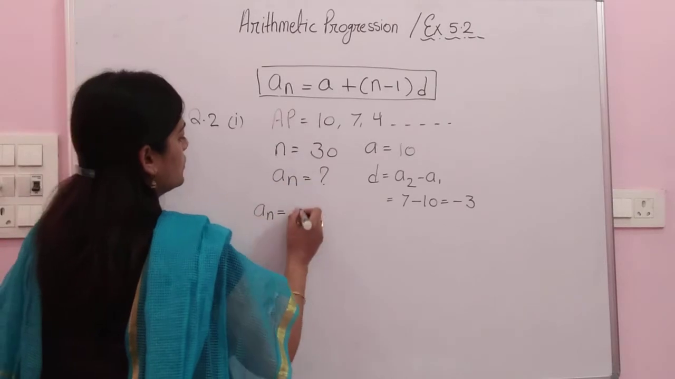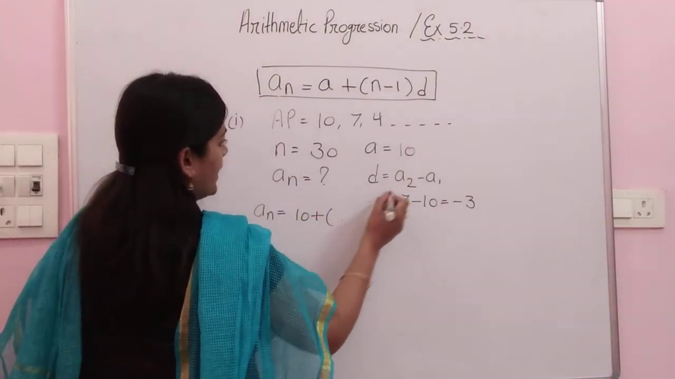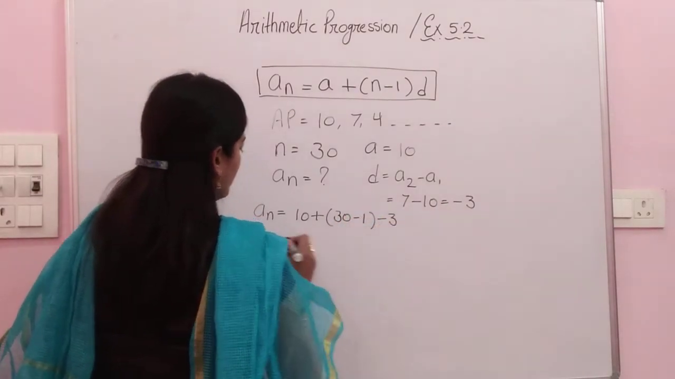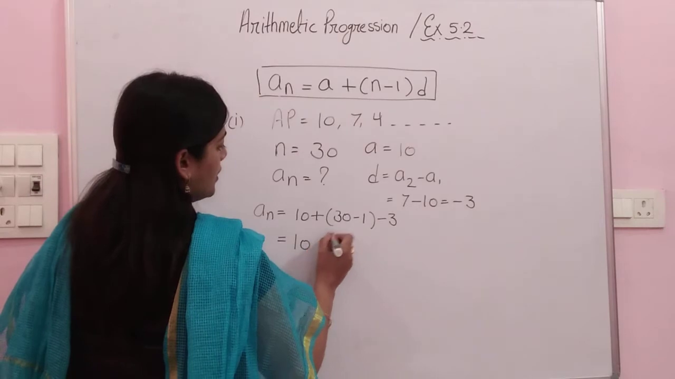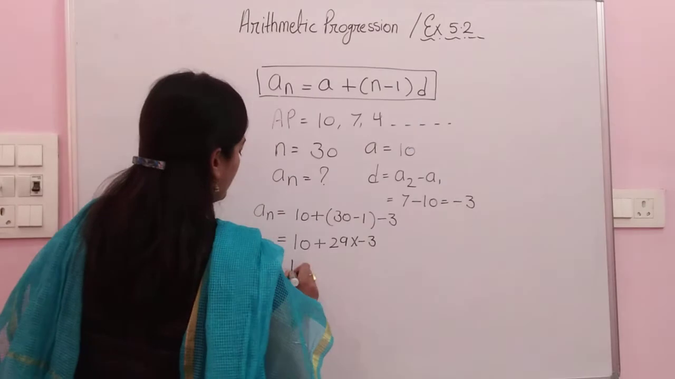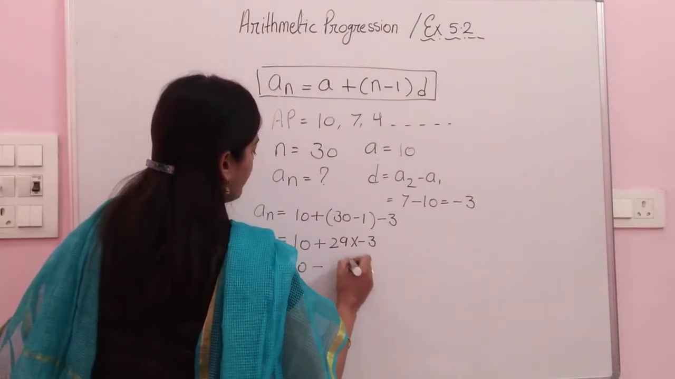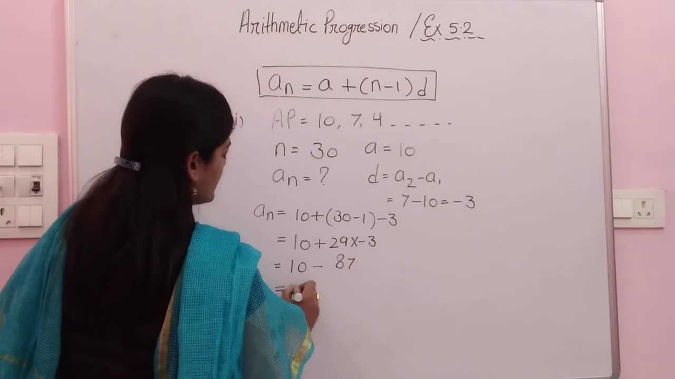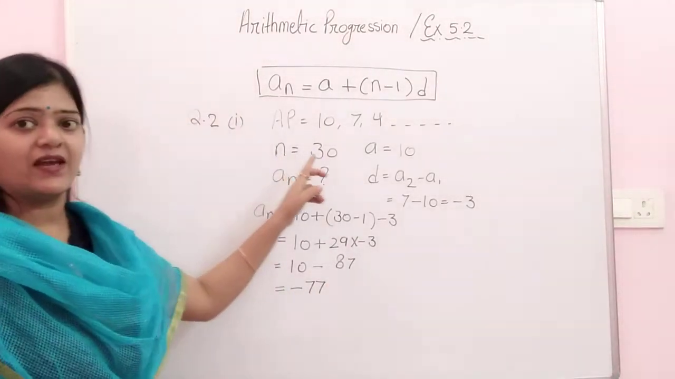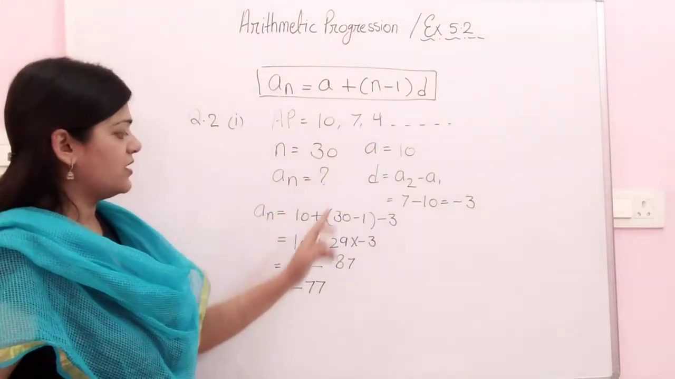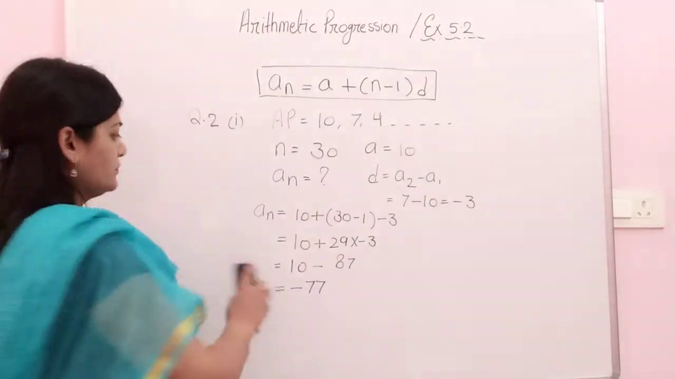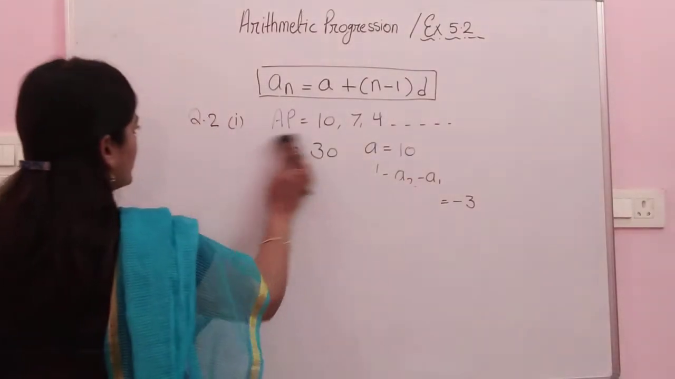AN is equal to 10 plus N minus 1 times D. What is N? 30. And D is minus 3. So it is equal to 10 plus 29 multiplied by minus 3. 10 minus 87 is equal to minus 77. The value of AN, meaning the 30th value of this AP, is equal to minus 77. Is it clear? Now we are going to solve question number 3.